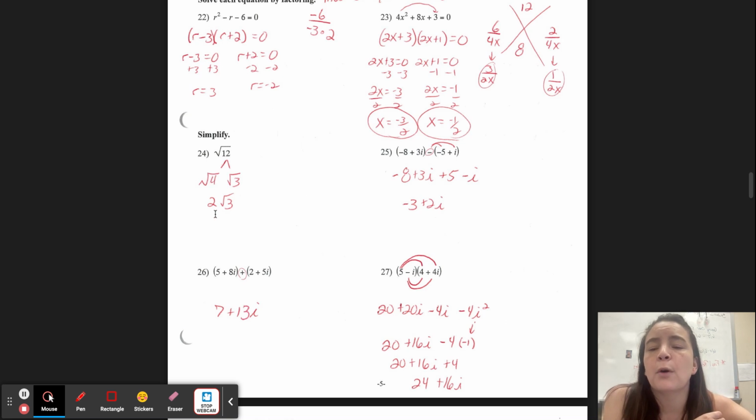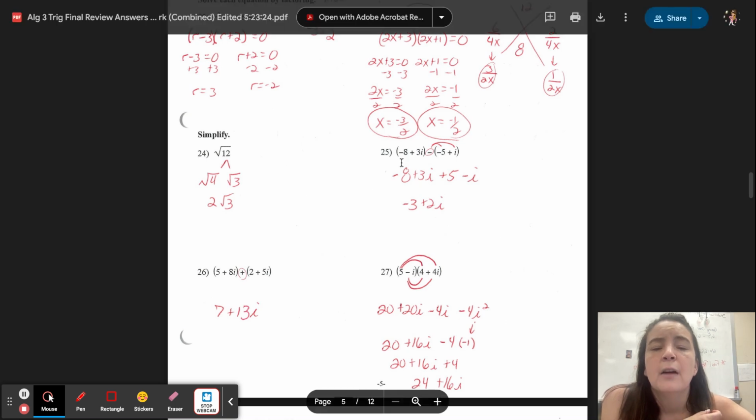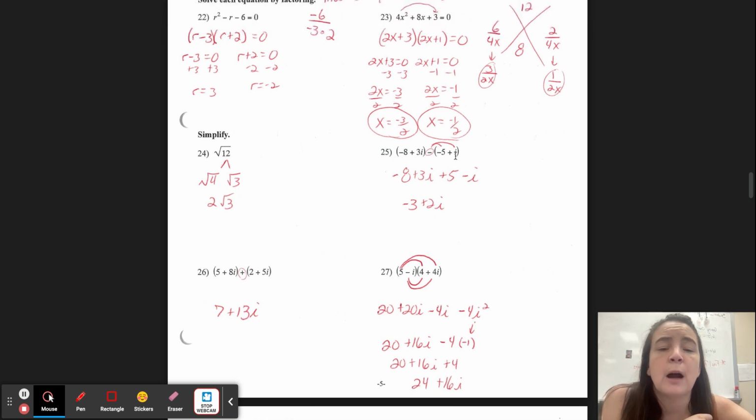We could take the square root of 4, which is 2. That's why you do not see it in the square root symbol anymore. The 3 stays trapped inside. There's nothing else I could break the 3 down to. For number 25, it's just a subtraction problem with i in it.